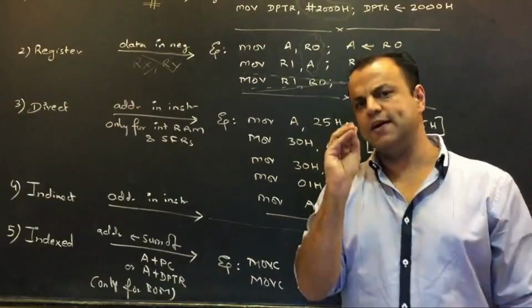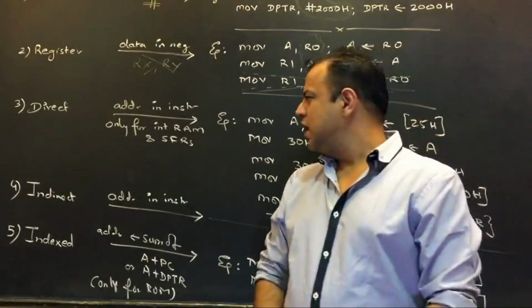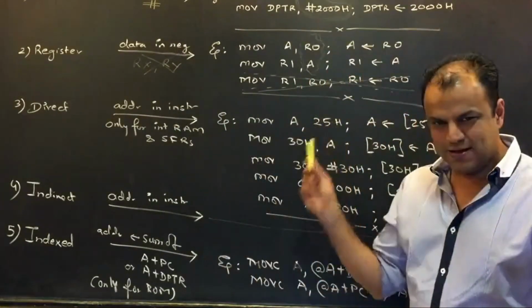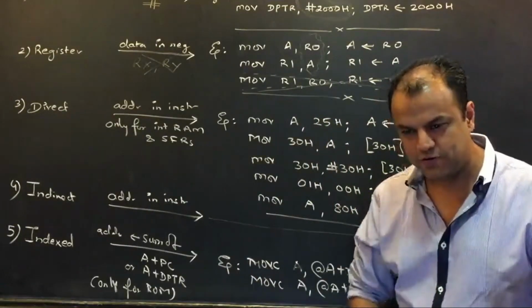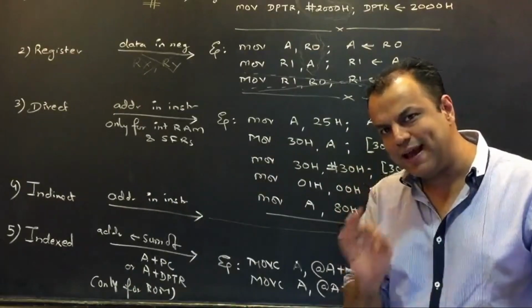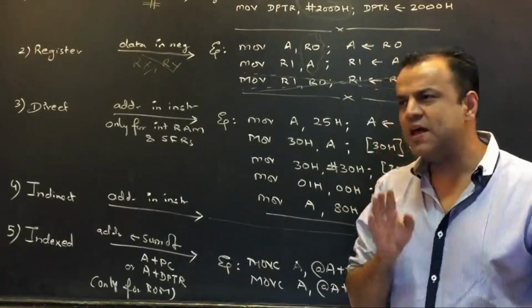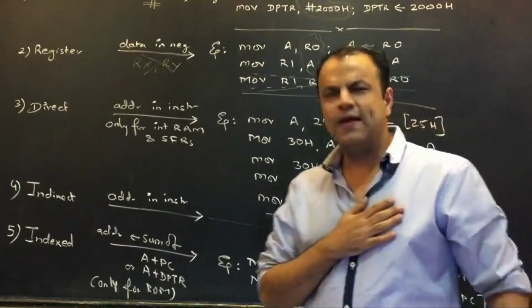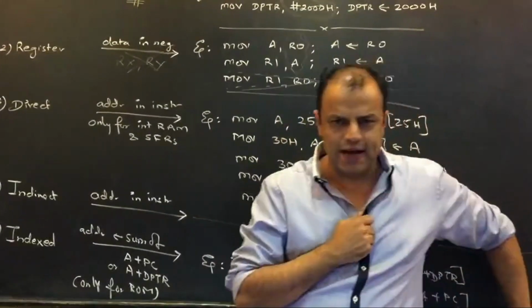Did you understand this? Now, there is a catch over here. The address that you write can only be an 8-bit address. To restrict the size of the instruction, the address has to be only an 8-bit address. Did you hear what I said? 8-bit address means 1 byte address. Now, there are 4 memories in 8051.